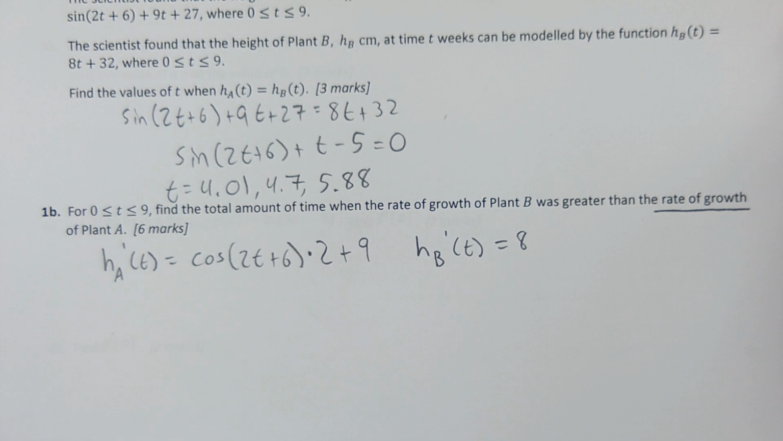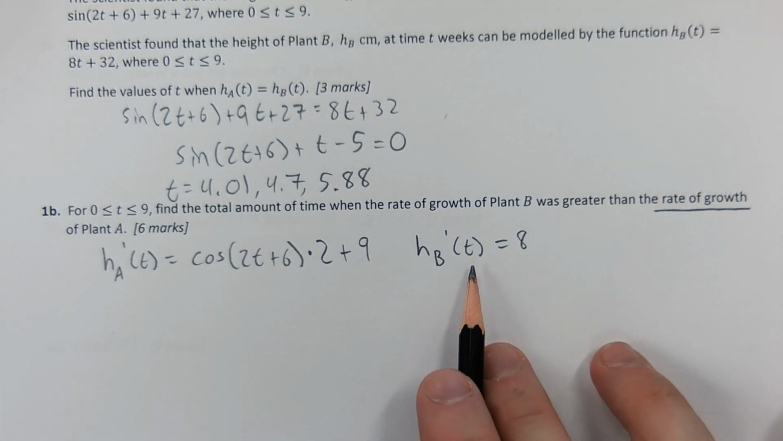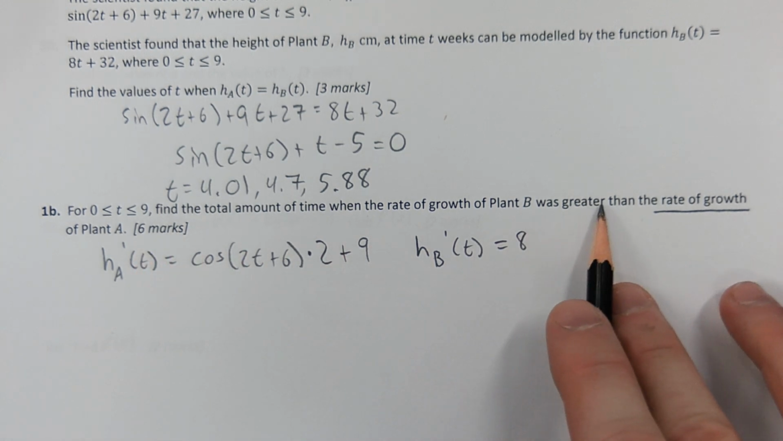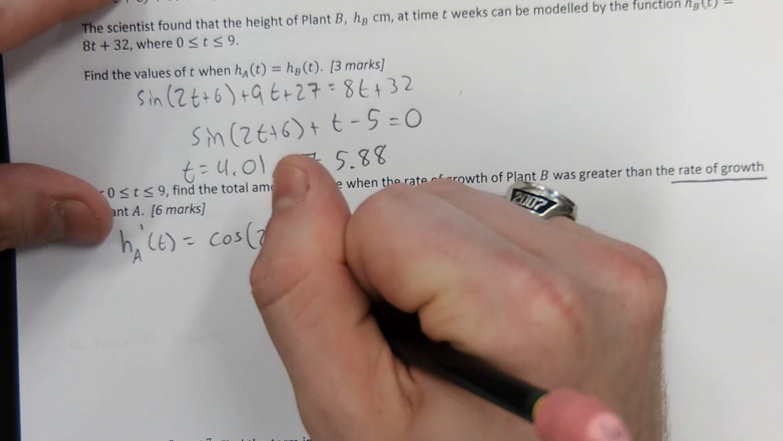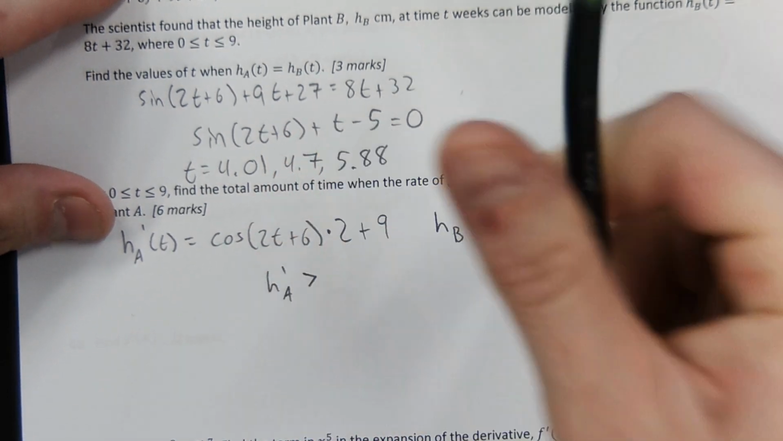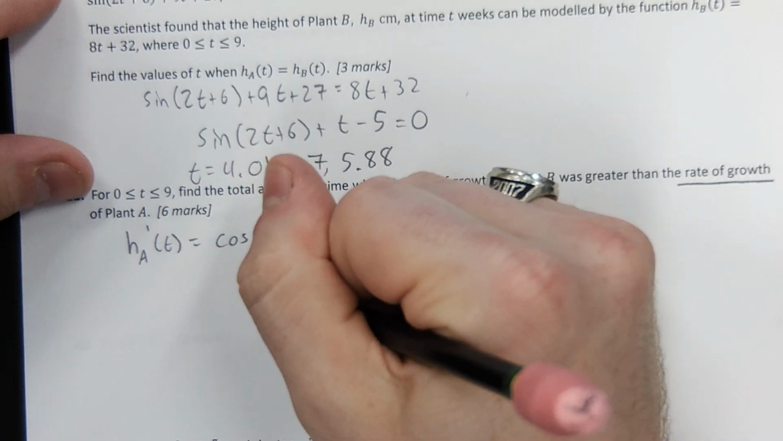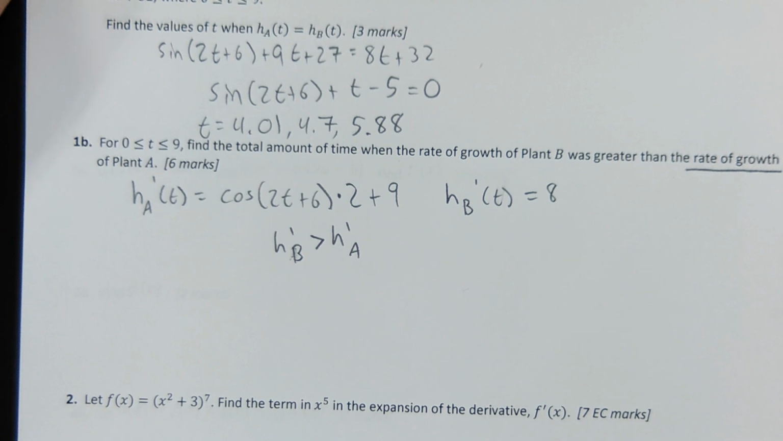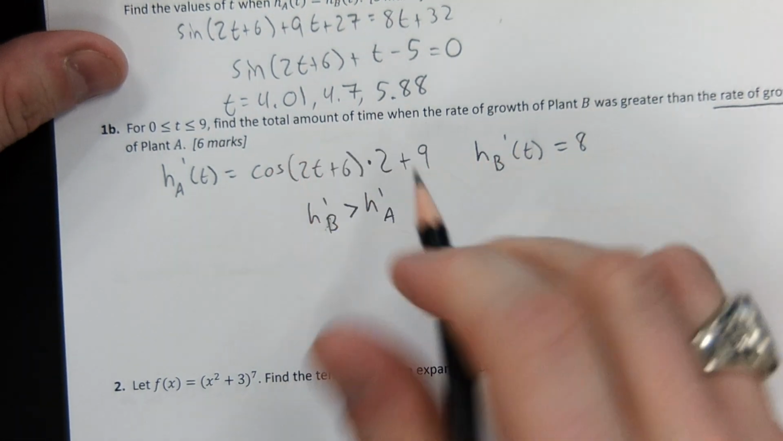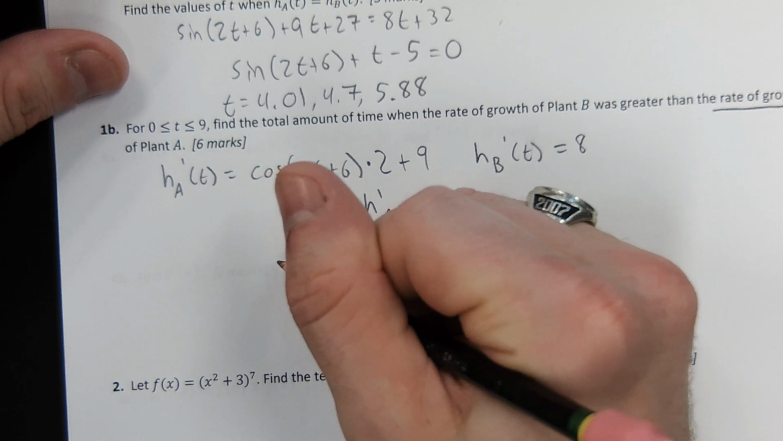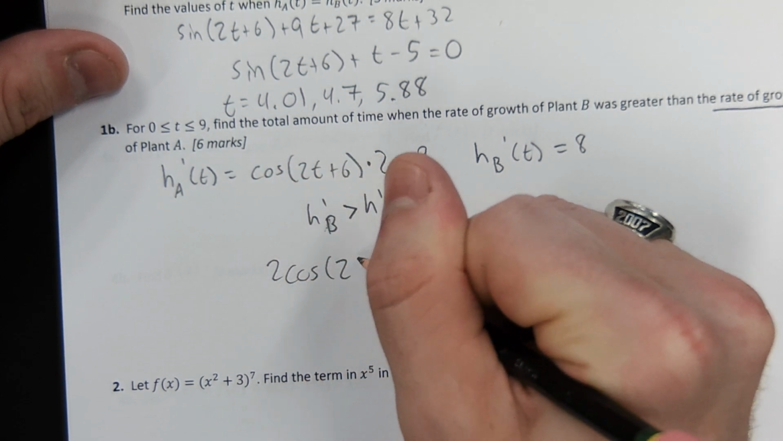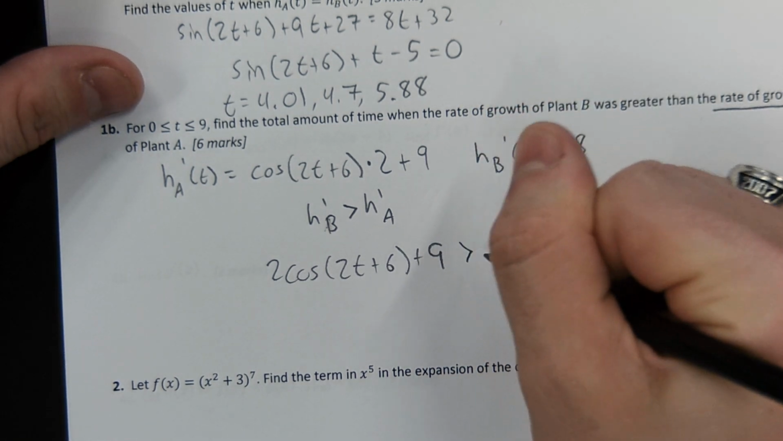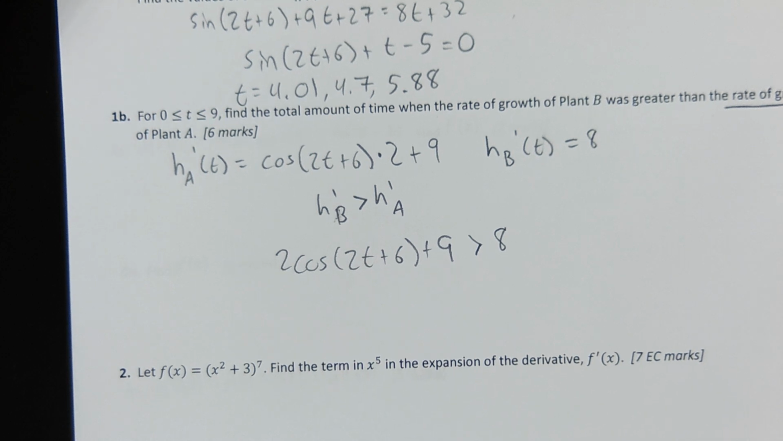So we were just trying to figure out where h prime of B was greater than h prime of A. You were trying to do this. Oops. I said B and then wrote A for some reason. That's what you're trying to do. So you write, I'm going to put this 2 in front just because it's really bothering me that it's in the back like that. 2 cosine of 2t plus 6 plus 9. Trying to figure out where it's greater than 8. That's what we're trying to figure out.